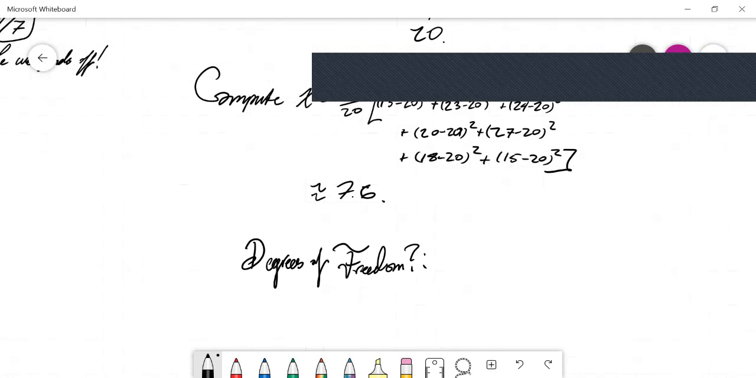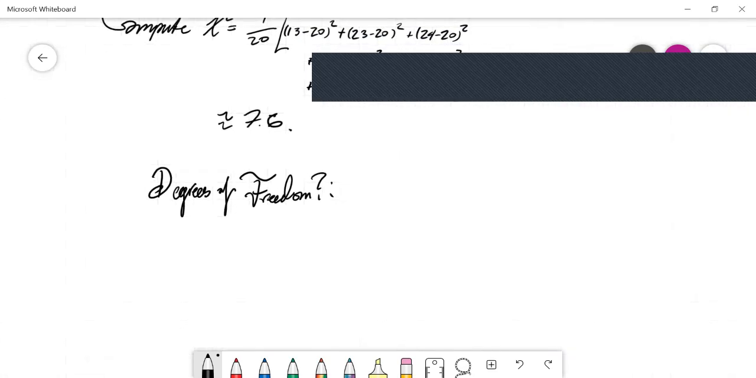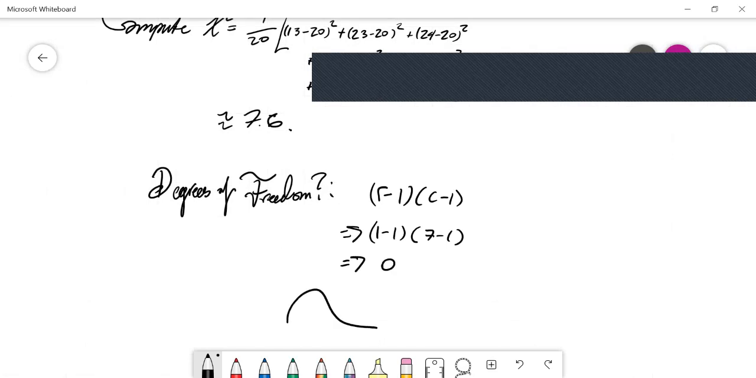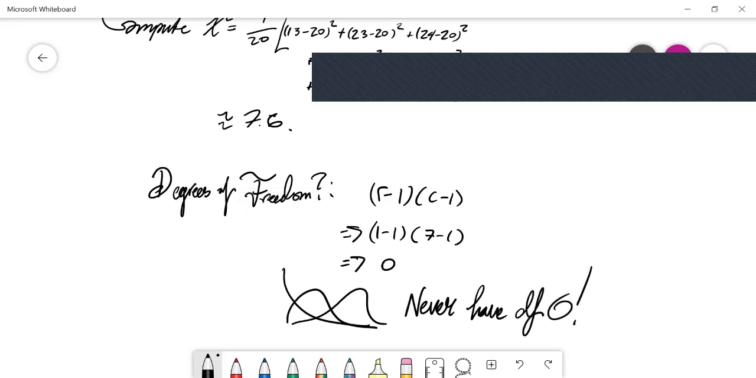So in a naive approach, most people would want to do this r minus 1 times this c minus 1. But if you look, row minus 1 is 1 minus 1. Columns here is 7 minus 1. This gives us 0. And earlier in the other video, I said that a chi-squared can never have degrees of freedom 0. Okay. So that clearly isn't correct.